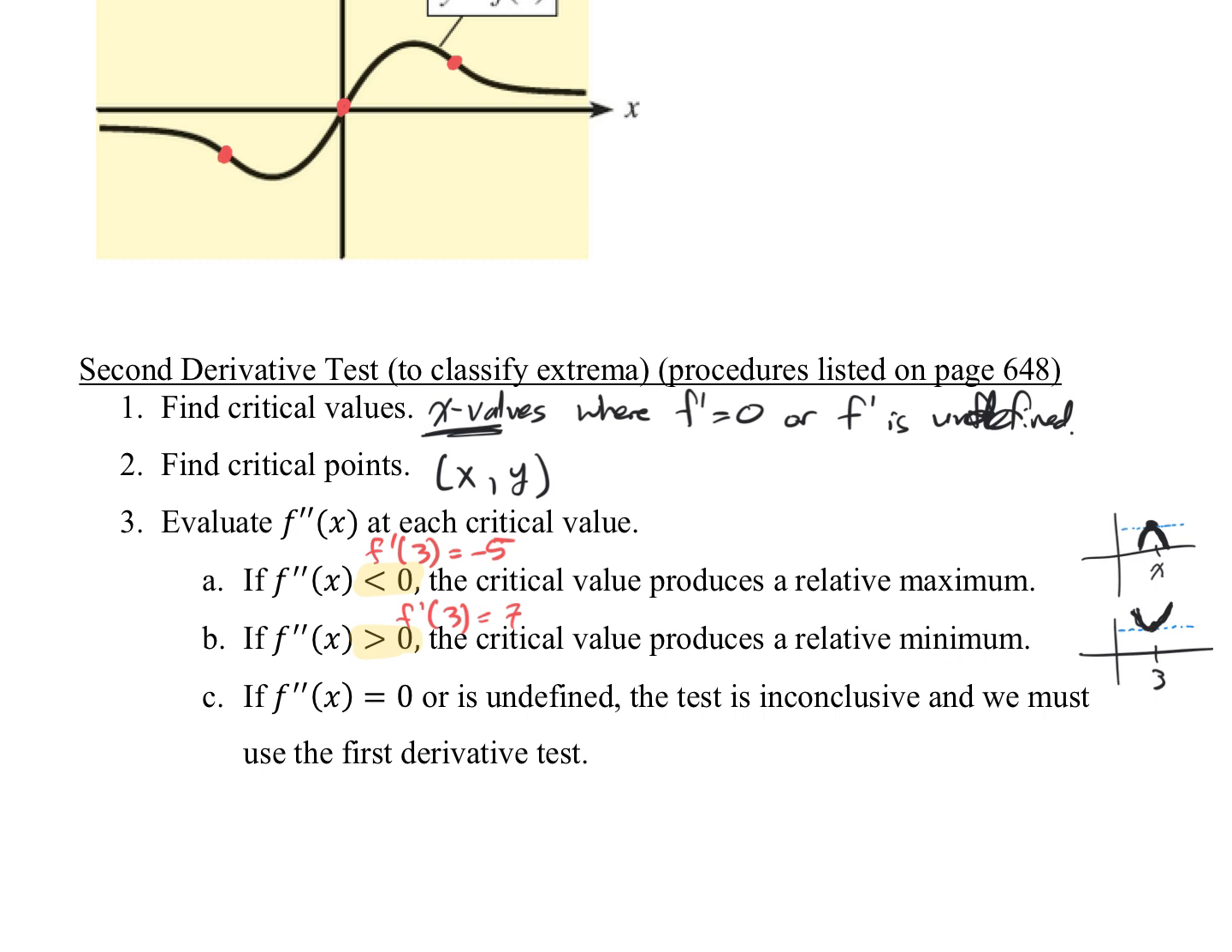Now, the second derivative test is not as good as the first derivative test. The first derivative test will always tell you if you have a maximum or a minimum, or it even identifies horizontal points of inflection. Your second derivative test can sometimes fail. If your second derivative equals 0, or if it's undefined, then the entire test is inconclusive. It doesn't mean that you have a minimum or a maximum, or that you don't have a minimum or a maximum. It just doesn't tell you anything. At that point, you have to go use the first derivative test.